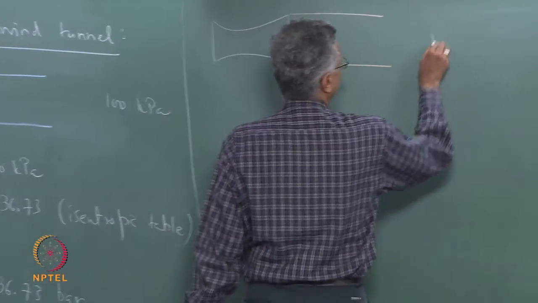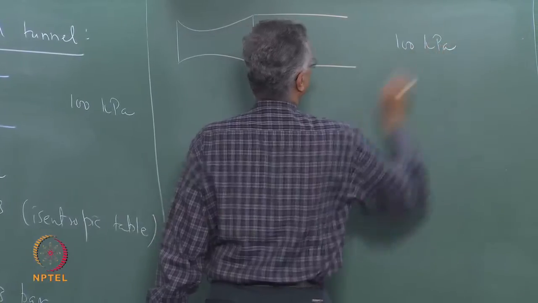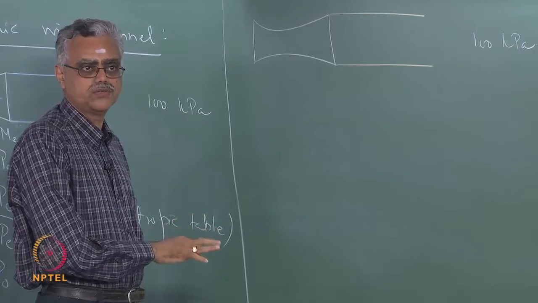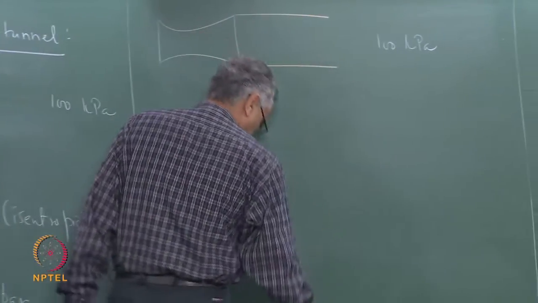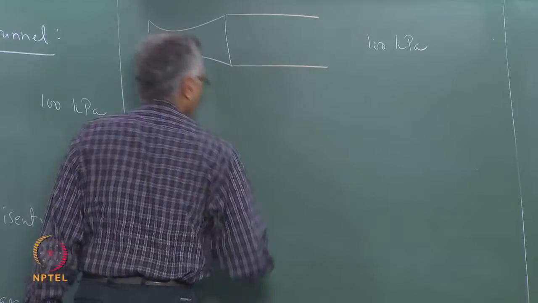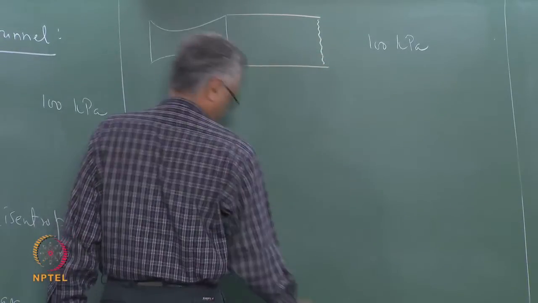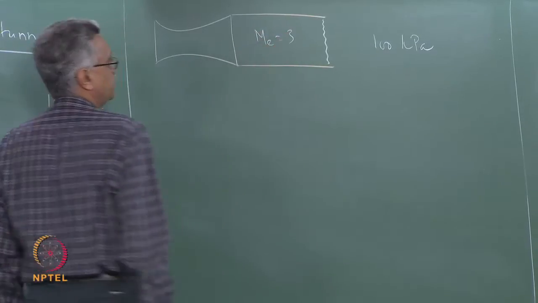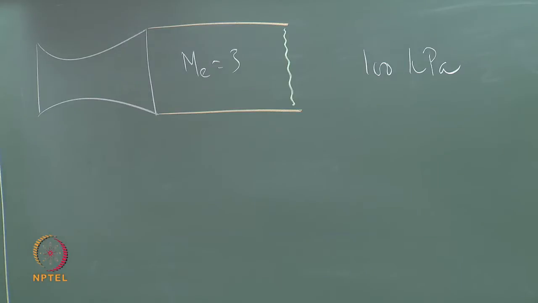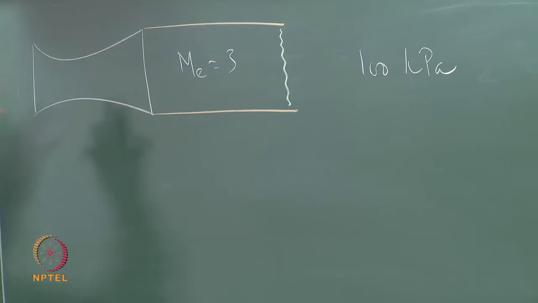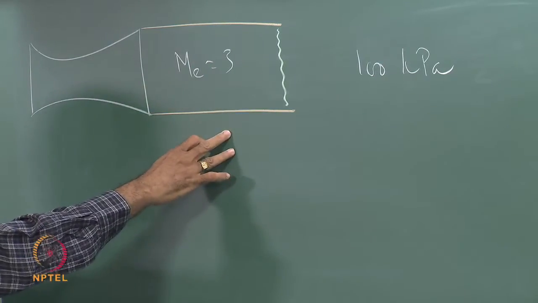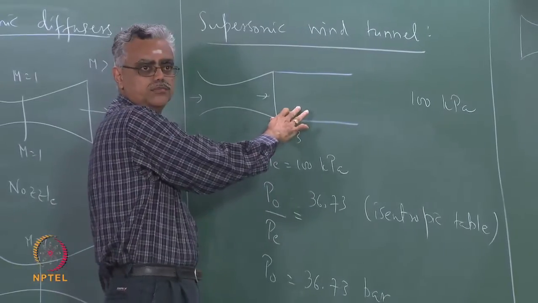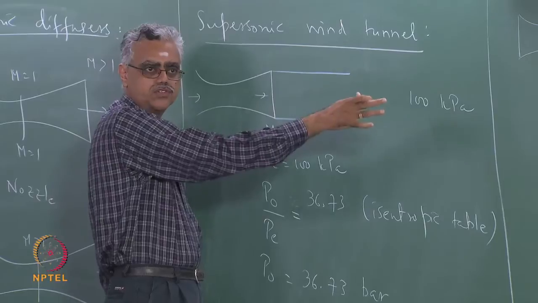Okay, so this is ambient at 100 kPa, then we allow it to exhaust like this, and we design things so that there is a normal shock which stands here. So this is a normal shock. So the test section Mach number is ME equal to 3. So I still satisfy the requirements for the testing, but now I have put walls around the test section. Remember, this is a free jet which exhausts into the ambient.